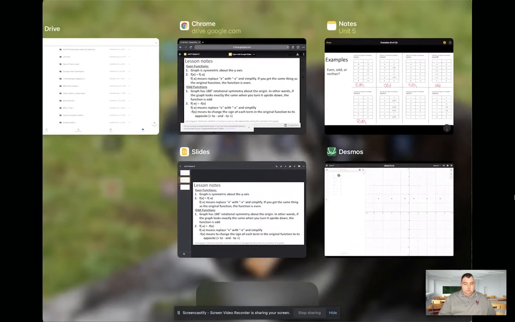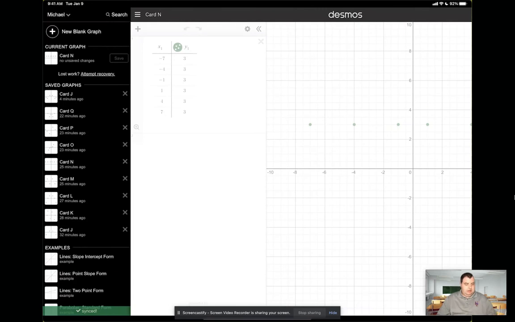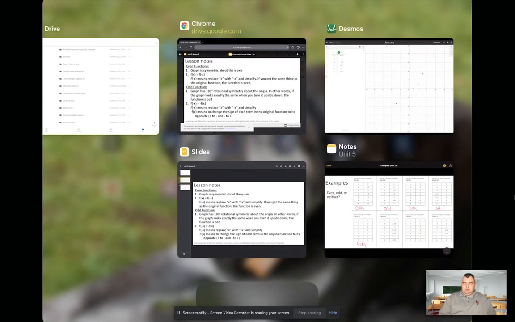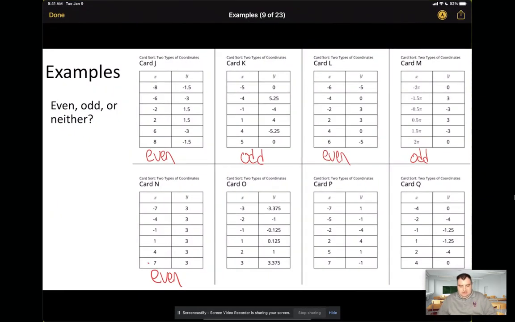Card O, let's pull that up. Okay, card O definitely has that 180-degree rotational symmetry. You can see here, if I were to turn my screen upside down, this would definitely look exactly the same. So card O is going to be an odd function.